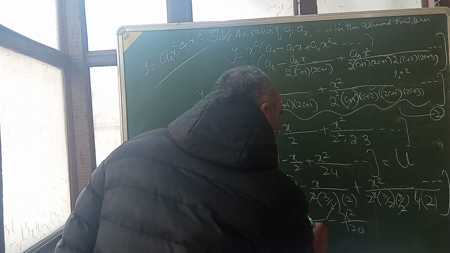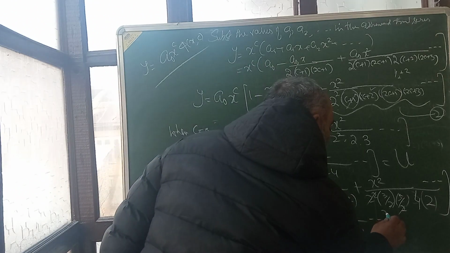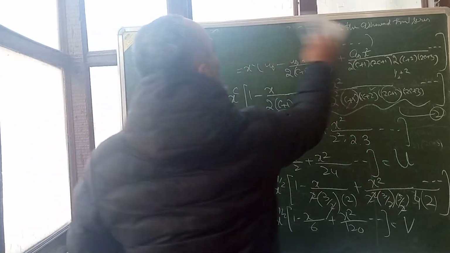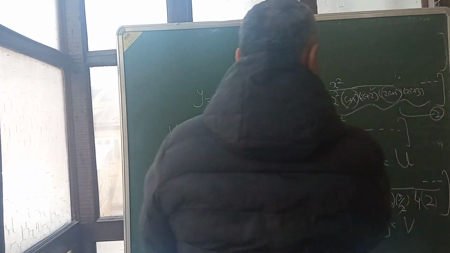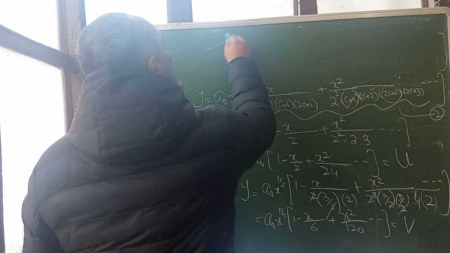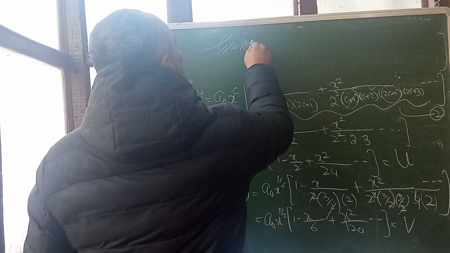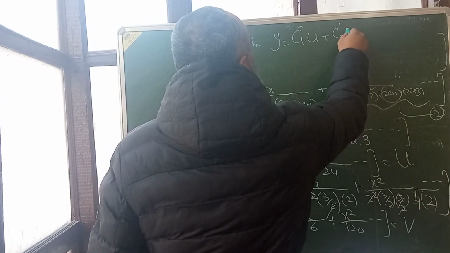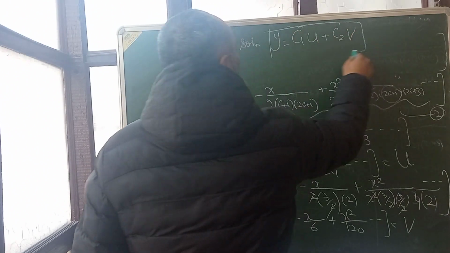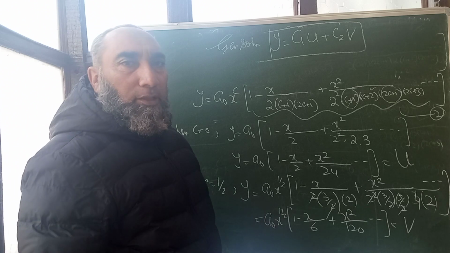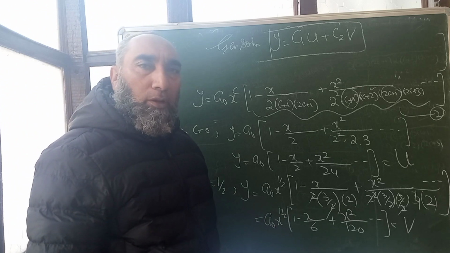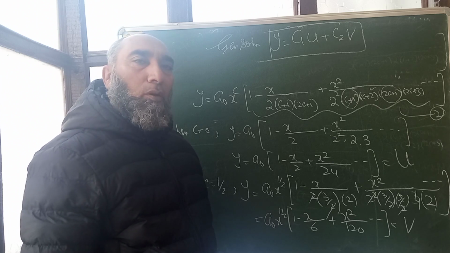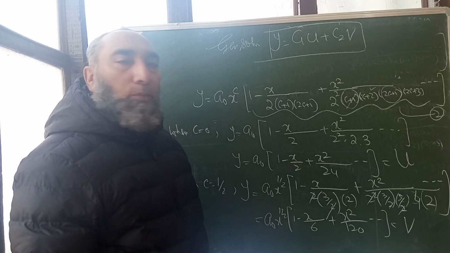This is plus, minus, plus and minus. This is V. And the general solution is given by y equal C1U plus C2V. This is the solution of such type of equations which cannot be ordinarily solved, which we are able to solve only with the help of Frobenius method.